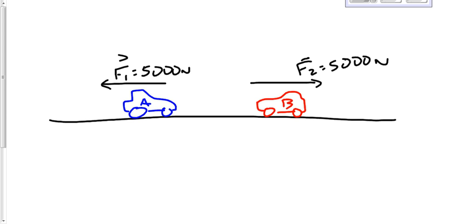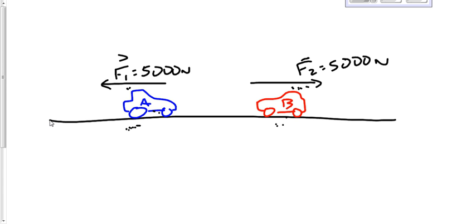If object A applies a force on object B, that's this force. Object B applies a force on object A, that's this force. We're talking about equal and opposite forces, but equal and opposite forces that act on two different objects. Does that make sense? Now we have a net force acting on both of them, right? Now both of them will accelerate. This guy accelerates backwards, this guy accelerates forwards.